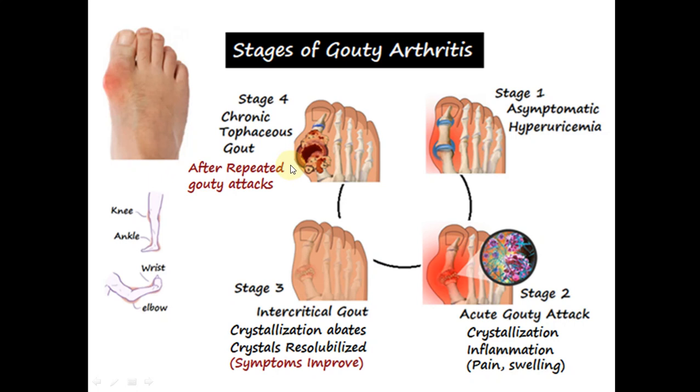The most commonly affected joint is the first metatarsal joint or the base of the big toe. However, other joints in the body can also be affected. For example, the knee joint, the ankle joint, and the elbow joint, and the wrist joints. And in that case, the gout becomes polyarticular.